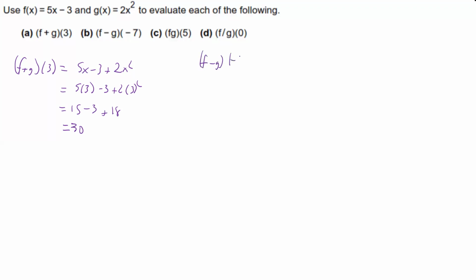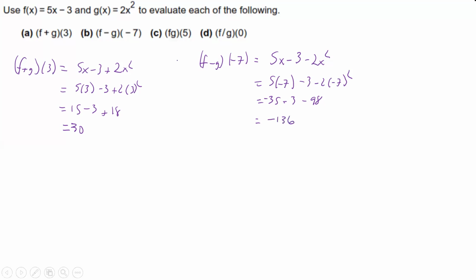Now of negative 7. Okay, so we just take 5x minus 3 minus 2x squared. Now we plug in a minus 7. So that gives us what? Minus 35, I should say, minus 3, and then minus, that's going to be 49 times 2 is 98. And so that's going to be negative 136.